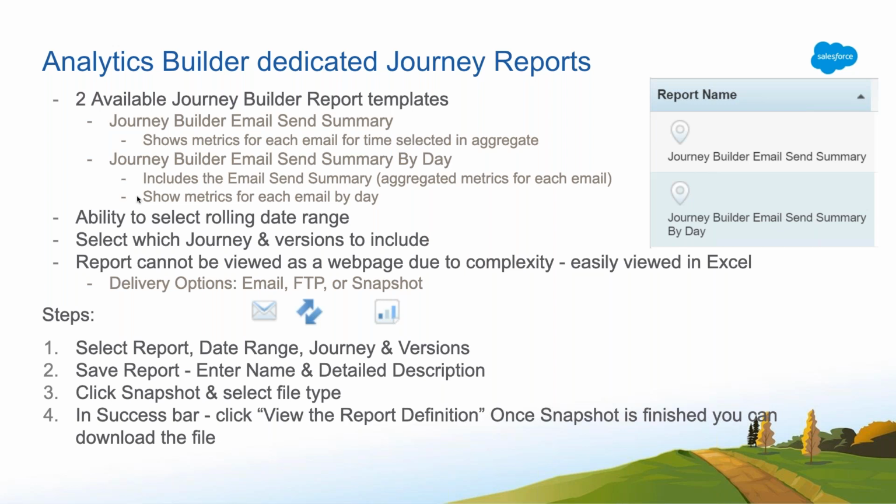The Journey Builder email send summaries from Analytics Builder do format really well in Excel, both in Mac Excel and PC Excel. So you can export it in that file format. My recommendation when it comes to these, I like to set these up with a snapshot so that it has a schedule and it's going to run my schedule, once a week.